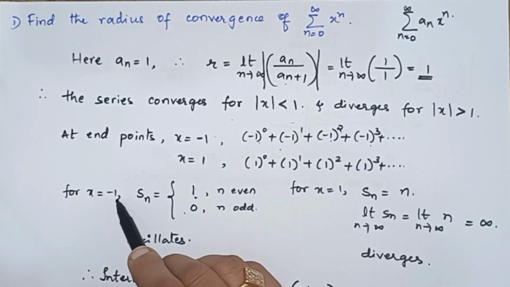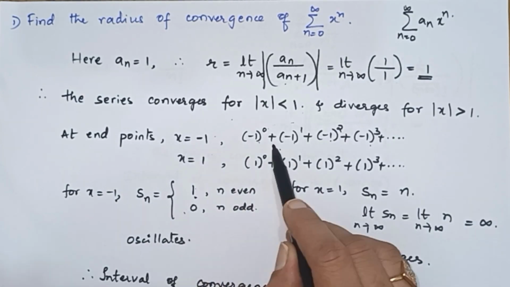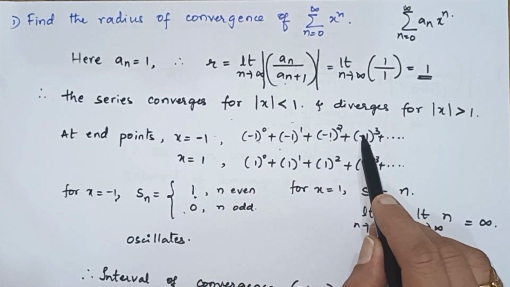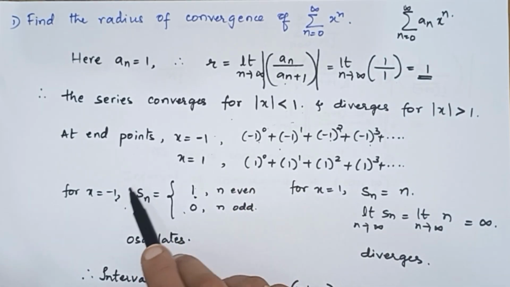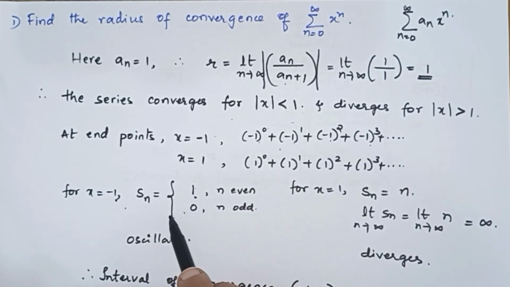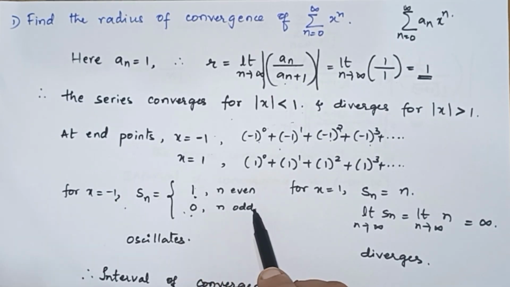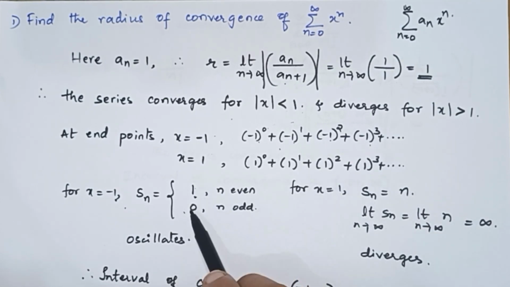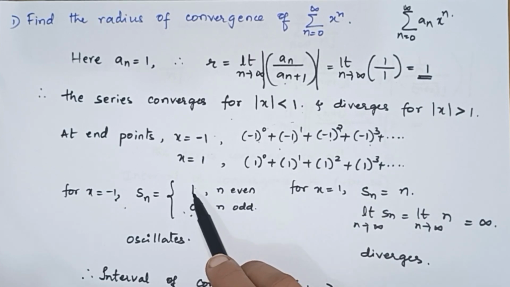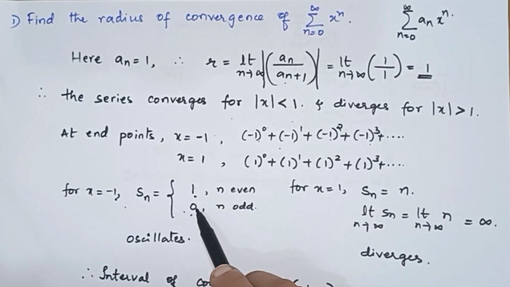For x equal to minus 1, this is the sequence of partial sums. This is the given series. The given series converges if the sequence of partial sums converges. The nth term of the sequence of partial sums is 1 when n is even and 0 when n is odd. Therefore, as n tends to infinity, it is giving you two different values. If it is convergent, it should converge to a unique and finite value. But here it is converging to two different values.